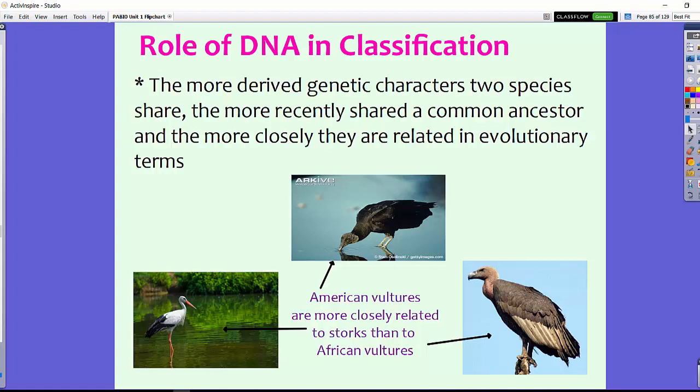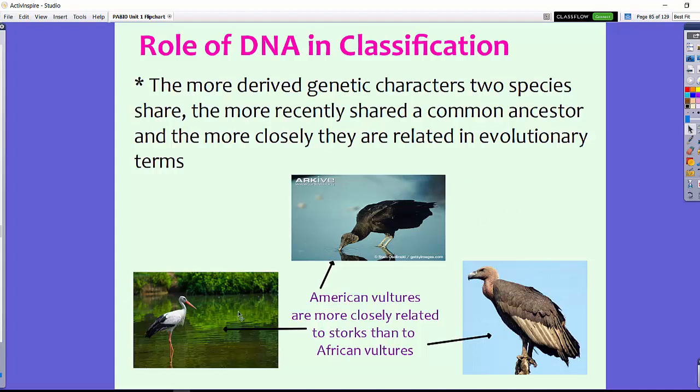notice that they are all birds, and they definitely look alike. We don't really think too much about birds and what they look like, but all birds pretty much have similar DNA. If we were to look at this according to traditional classification, we probably would put these into two main groups. I'd say that we would put the stork over here into one group, and we'd put these vultures into a second group.